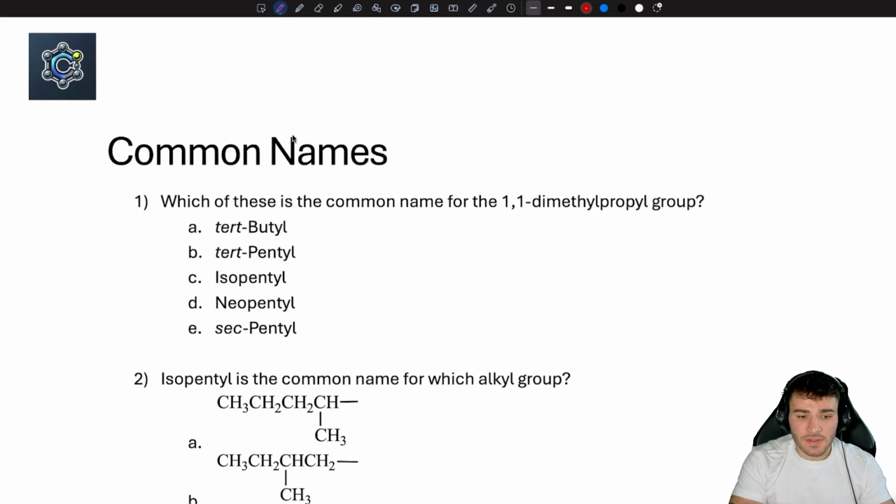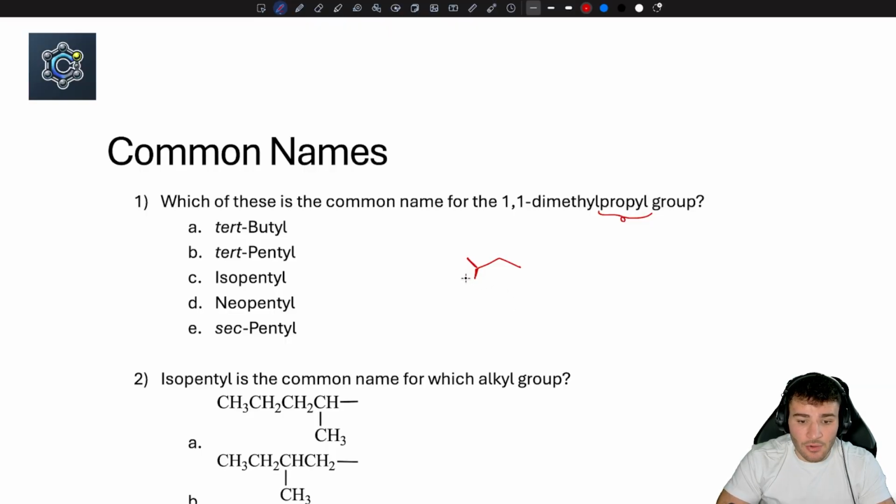Now, first of all, which of these is the common name for the 1,1-dimethylpropyl group? The easiest way to do this is, well, let's turn this into an actual molecule. Using the same IUPAC rules that we learned before, this is a propyl, which means that we have 3 carbons. We'll just draw it as almost a triangle, and 1,1-dimethyl means that we have 2 methyls on the number 1 carbon. So it should look something like this.